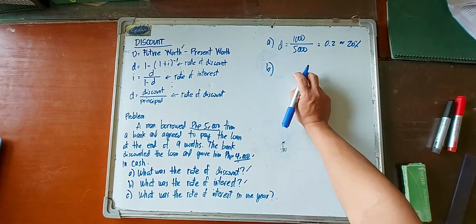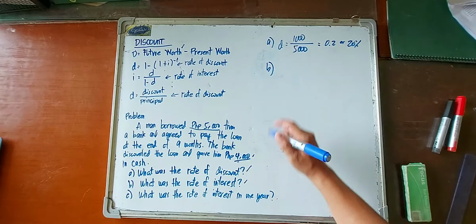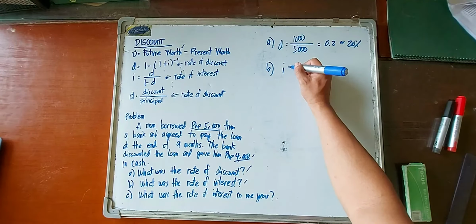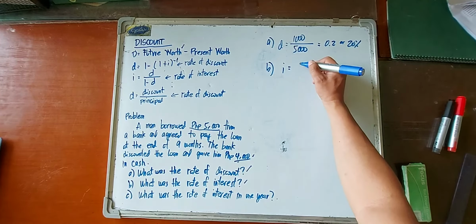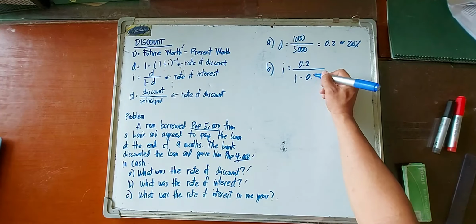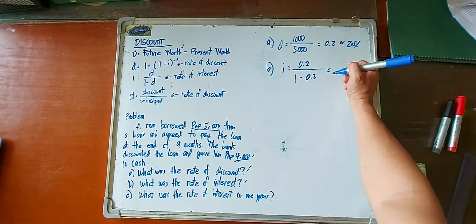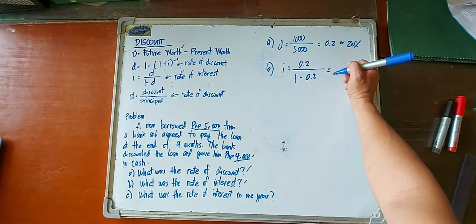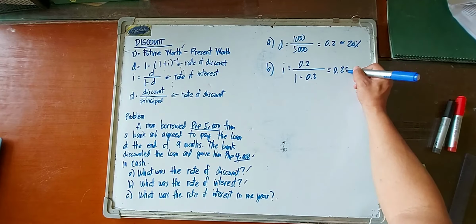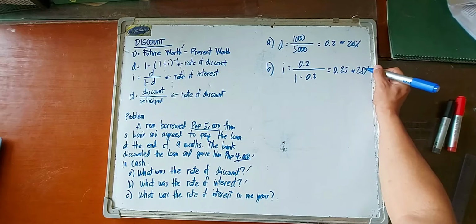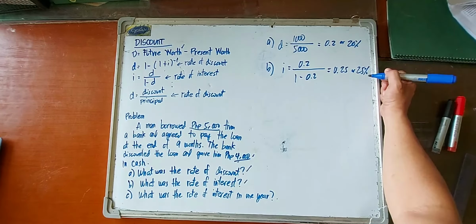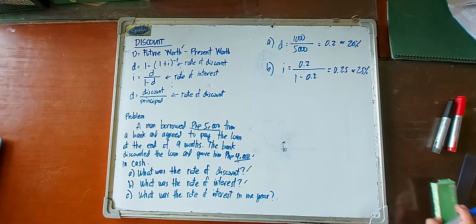Then letter B, we solve for the rate of interest. So we can solve for the rate of interest if we know the rate of discount. It's equivalent to d, which is 0.2, divided by 1 minus 0.2. So the rate of interest is equal to 0.25, or that is 25%. So take note, magkaiba ang rate of discount and rate of interest.